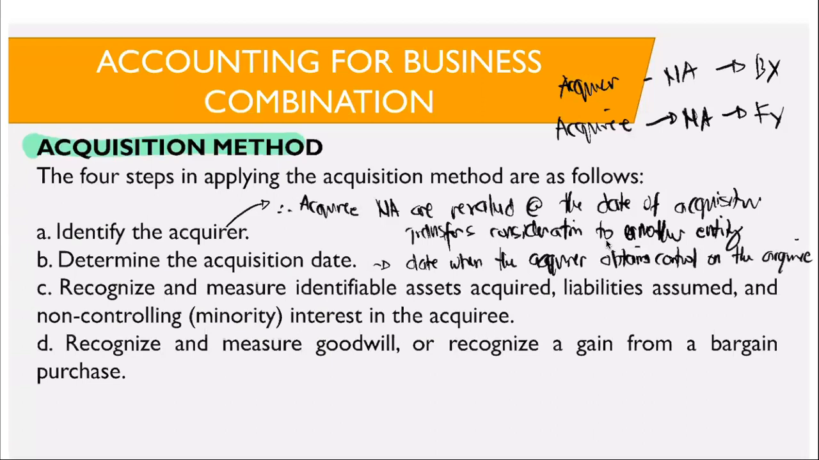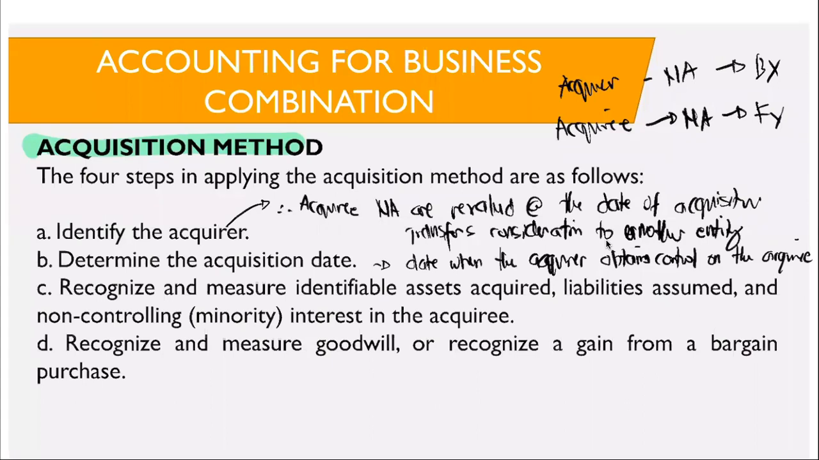Okay? The acquisition date is the date where the acquirer obtains control over the acquiree. When is that? Of course, at the time of acquisition, at the time you purchase it, at the time you transfer consideration. Why do we need to know the acquisition date? The acquisition date must be known so that we know the date that we measure the fair value of acquiree's net assets, because it is also the date that we need to remeasure the fair value of your acquiree's net asset.